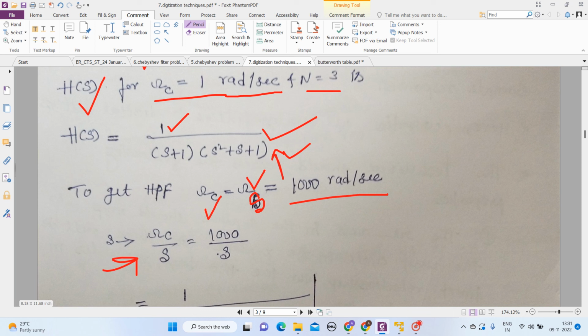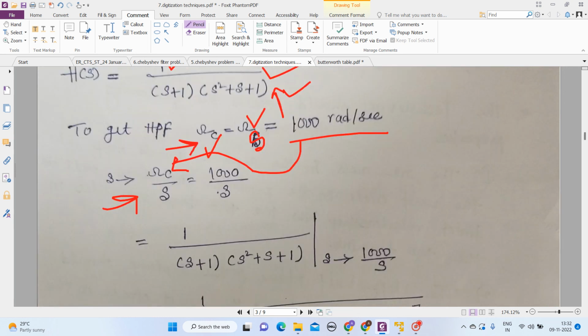So in order to convert low pass to high pass, the first step is to use this cutoff frequency. Usually in previous problems we had to find out this cutoff frequency. Now there is no need, they have given it in the problem itself. We just have to transform. Here the cutoff frequency is 1000 radian per second. Just substitute in this equation: S tends to cutoff frequency divided by S, 1000 divided by S.